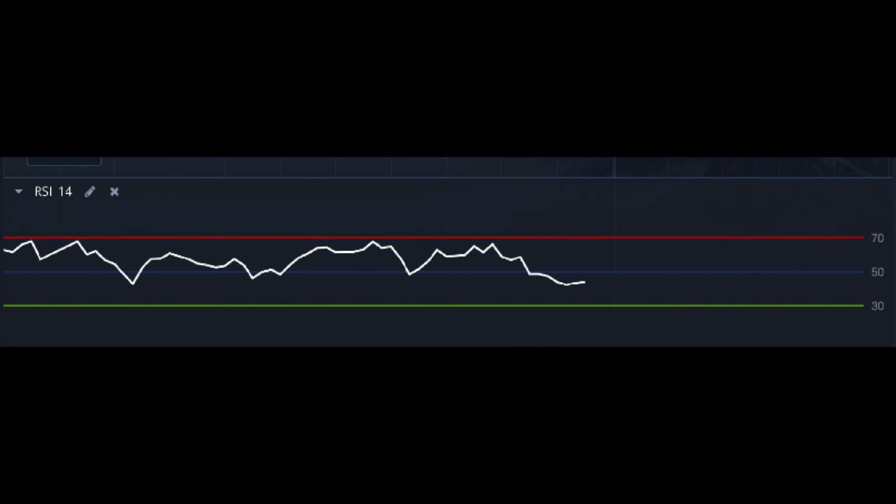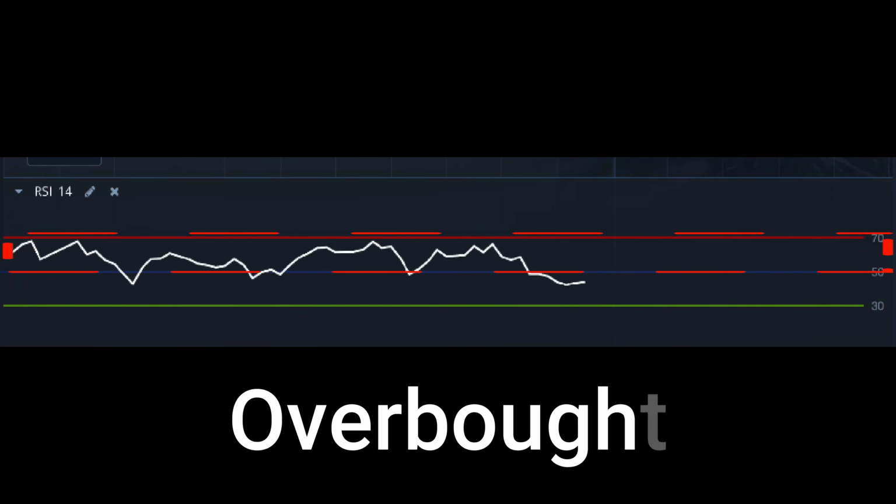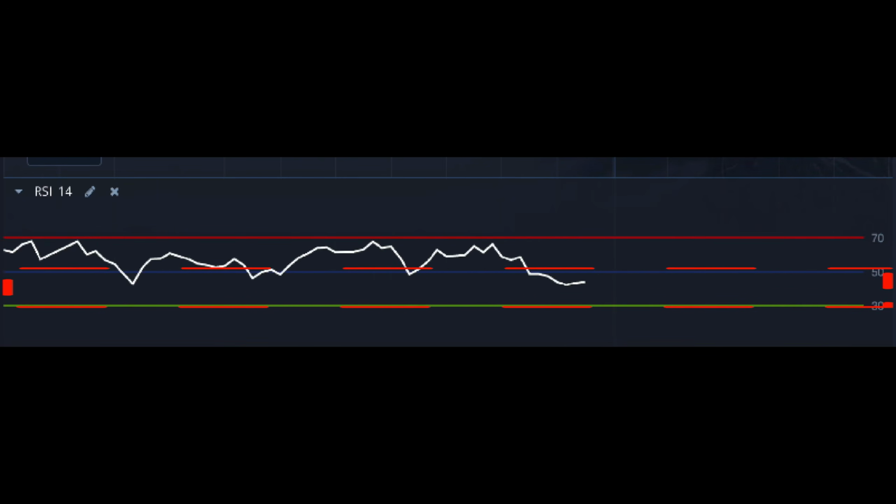First we have to check the RSI. Is the line over the blue line, then it means that the market is overbought. If the line is under the blue line like here, it means that the market is oversold and the trend should go in the other direction. So firstly we check the RSI indicator.